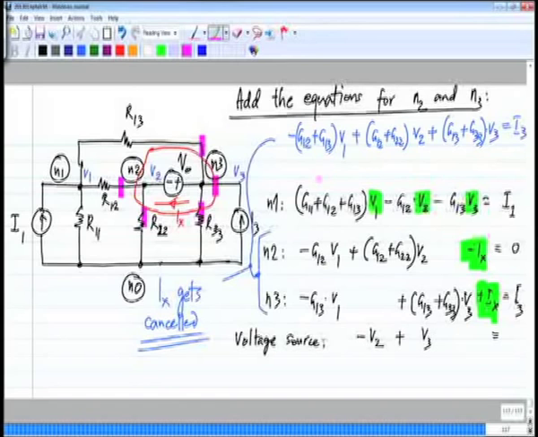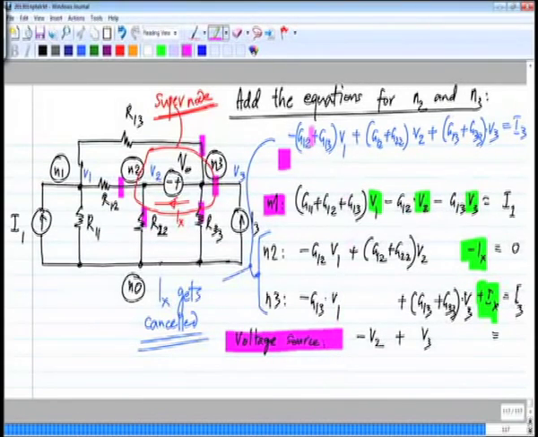Typically when you do hand analysis, you would use this, and by introducing a super node, you will end up cancelling IX and have only one equation. We have still lost one equation. Originally we had three for the three nodes. Because of the voltage source and combining these two nodes, we have a single super node equation. So we have two, this is one and that is the other one. But we do have the additional constraint imposed by the voltage source. So finally we have three equations in three variables, and this is one fewer than what we did using modified nodal analysis. So for hand analysis, when you have voltage sources, you introduce super nodes and go ahead with the analysis.